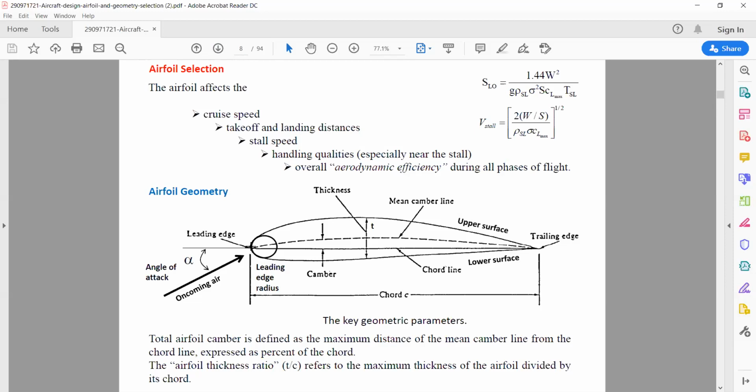So you can see the parts of an airfoil. This portion is called the leading edge, and this is called the trailing edge. You can see this is called the mean camber line. This is the thickness of an airfoil. What is thickness? The distance between the upper and the lower surface. This is the maximum thickness. And this is called the chord line and this is called the camber.